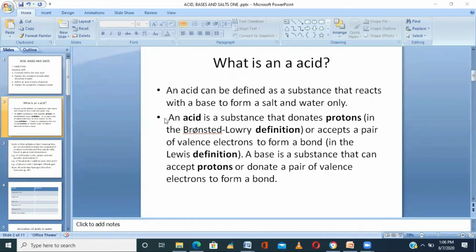So apart from it being a proton donor, it also accepts a pair of valence electrons to form a bond, and this has to do with the Lewis definition. So basically you'll see them used interchangeably, but these are just the various definitions that I put here. The one that I actually want you to remember is the one at the top, that it reacts with a base to form a salt and water only. So that's the important one.